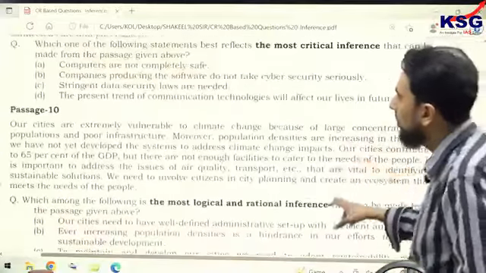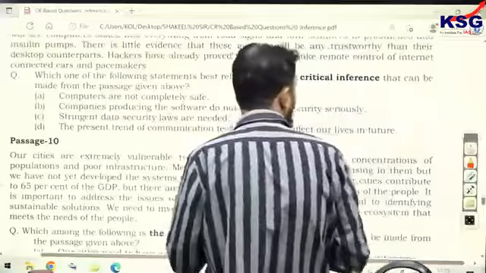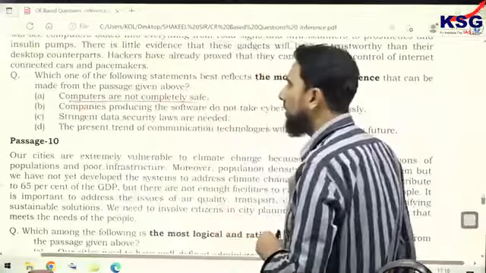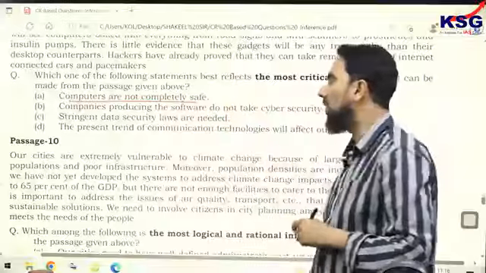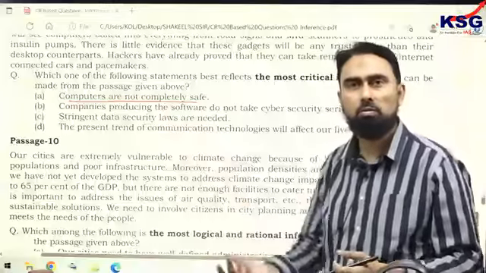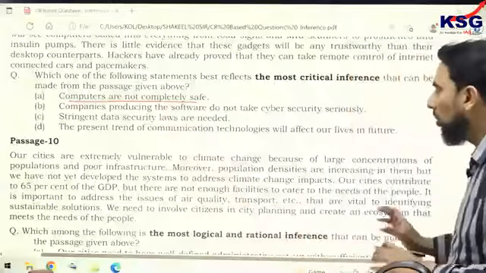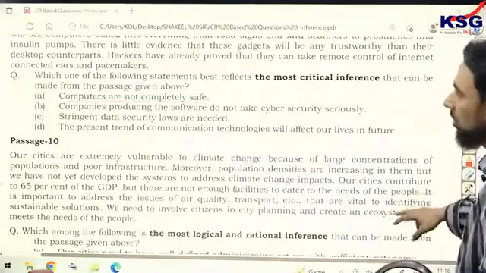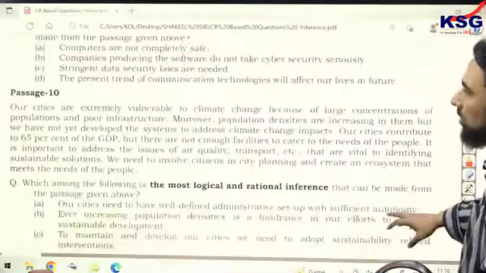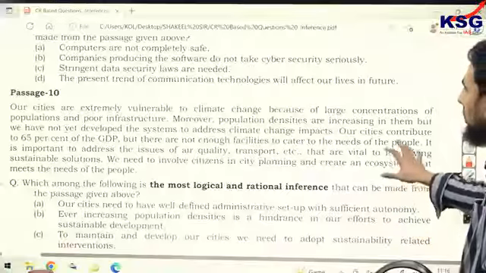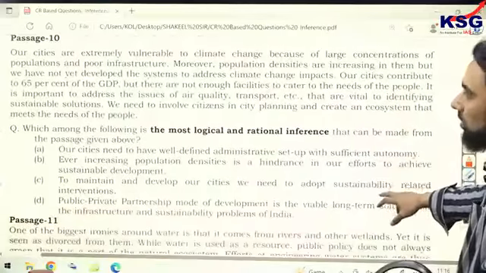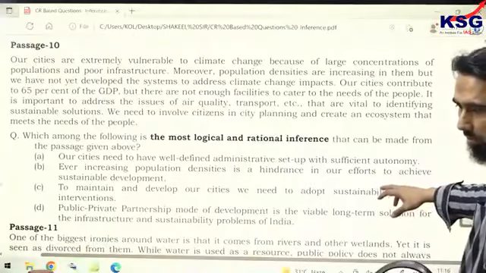And the choice of the words, the language, you need to be careful of. Like this option said, computers are not completely safe. Had it said, computers are completely unsafe, it would have been wrong. So be careful of the choice of words, because your future bureaucracy and diplomacy is all about the choice of words, and how careful and attentive you are. So while evaluating the options, pay attention to that.